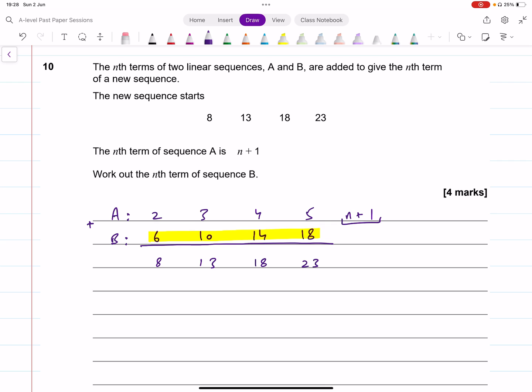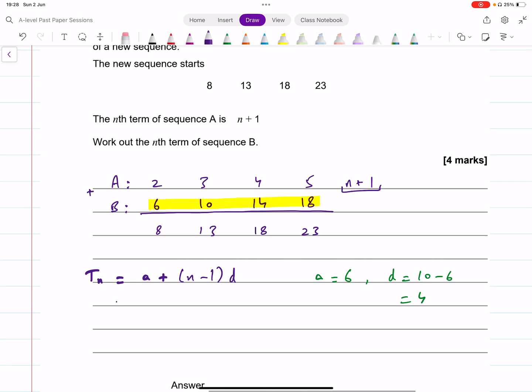We know the nth term formula for a linear sequence. It looks like this: a plus n minus 1 times d. The first term of the sequence is clearly 6. And what's the difference? The difference between the terms is 10 minus 6, and that is 4. Just input those values here and see what that gives you.